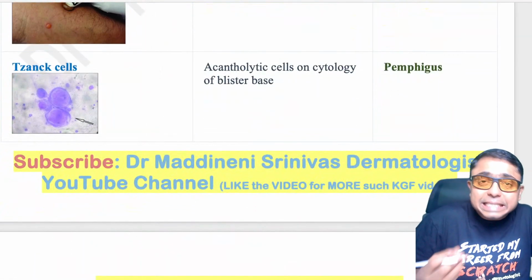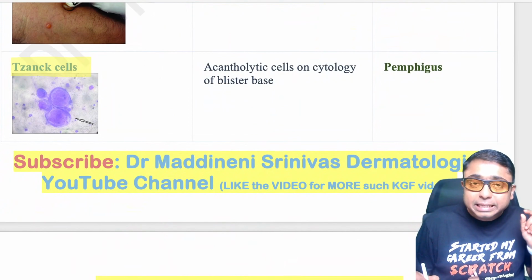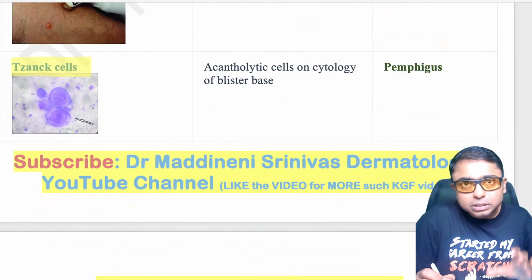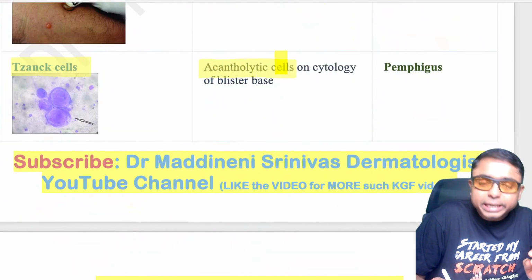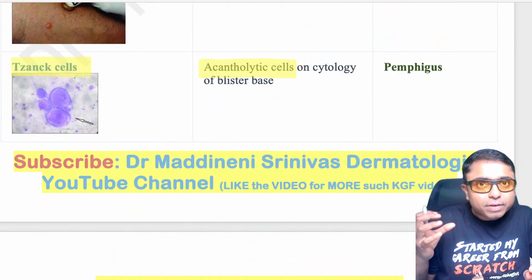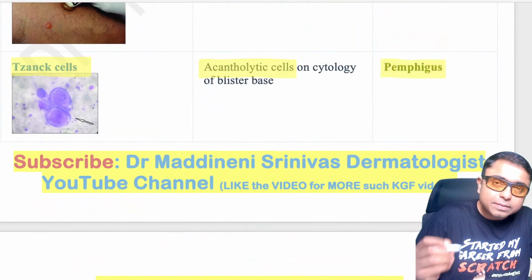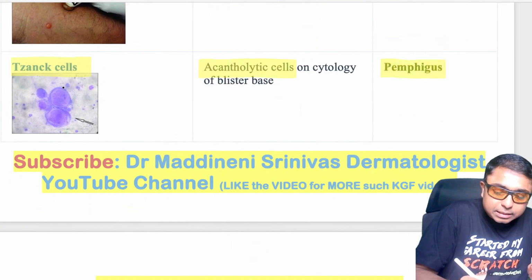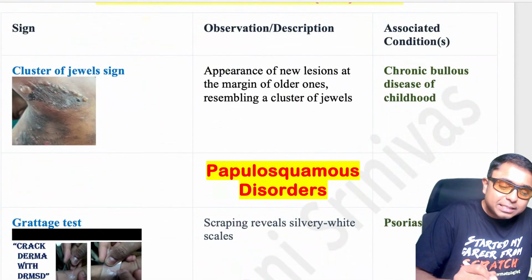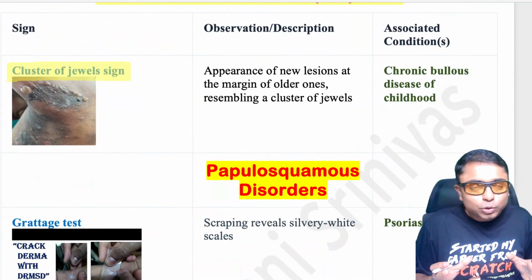Next is the Tzanck cell, and I hope you have all watched the infectious diseases already. In the herpes infections, we have already seen that Tzanck cells will be positive. Basically, these are acantholytic cells, which are rounded keratinocytes with a central hyperchromatic nucleus and a perinuclear halo. So in pemphigus, we are going to see the acantholytic cells or Tzanck cells, which are basically keratinocytes.